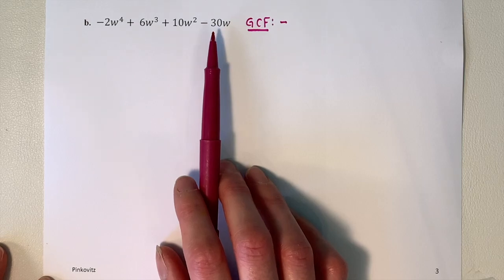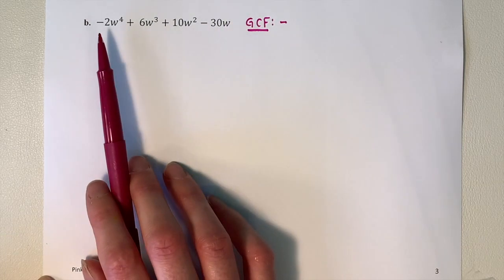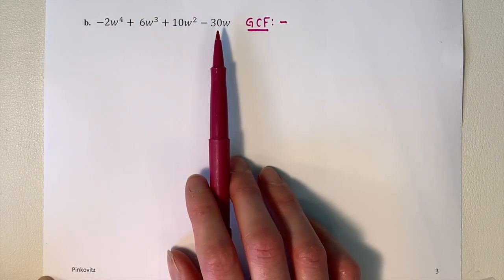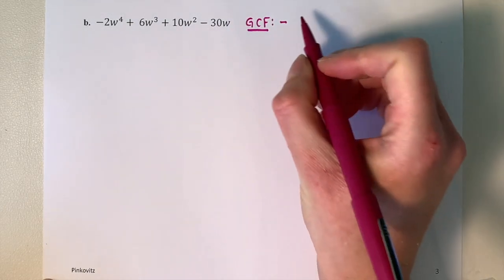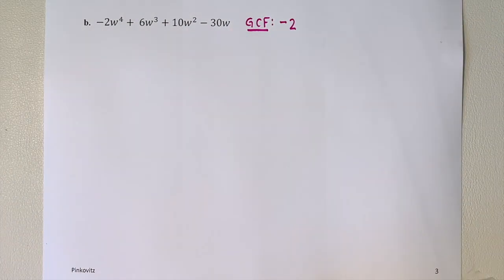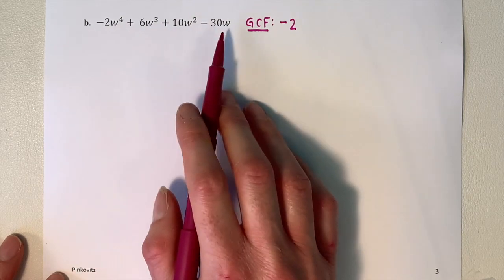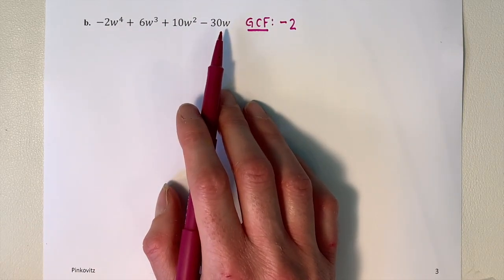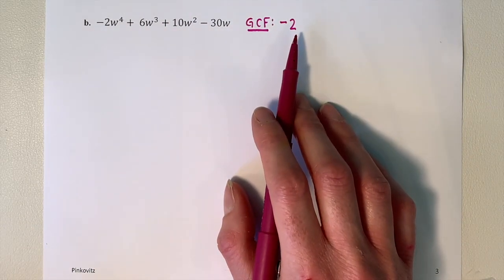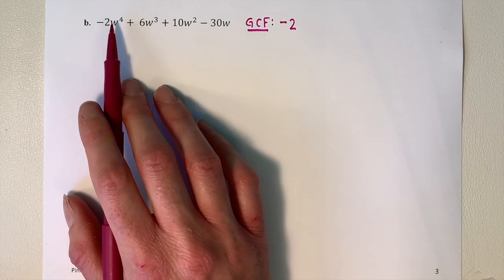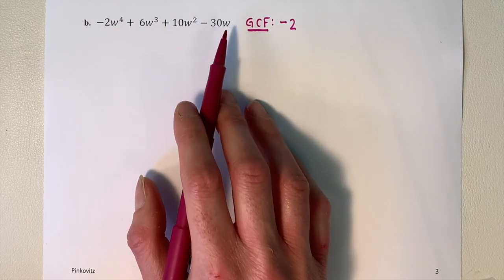Next, what's the largest number that multiplies evenly into 2, 6, 10, and 30? That would be 2. So we'll add a 2 to our GCF. Then we notice that all 4 terms have a W, so that means that we need to put a W in our GCF. And when we're determining the GCF, we need to pick the W with the lowest exponent. That would be just W.